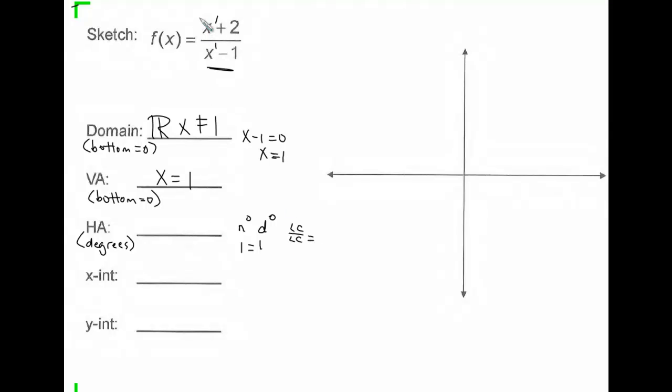The leading coefficient in the numerator is 1, and the leading coefficient in the denominator is also a 1. 1 divided by 1 is 1. So the horizontal asymptote is y equals 1.